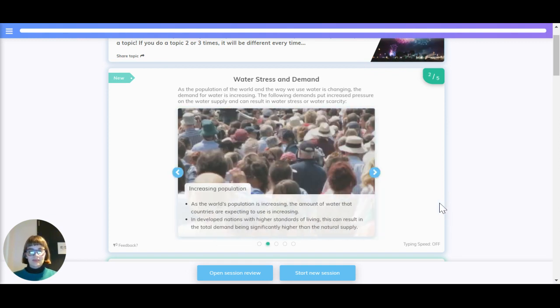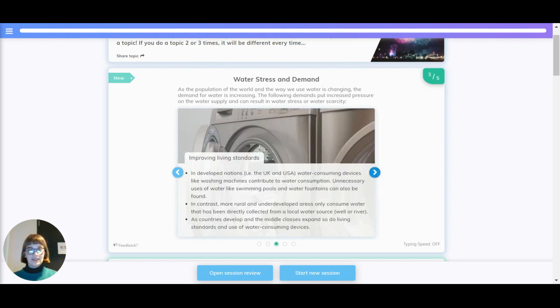Increasing population. As the world's population is increasing, the amount of water that countries are expected to use is increasing. In developed nations with higher standards of living, this can result in the total demand being significantly higher than the natural supply. In developed nations, like the UK and USA, water-consuming devices like washing machines contribute to water consumption. Unnecessary uses of water like swimming pools and water fountains can also be found.